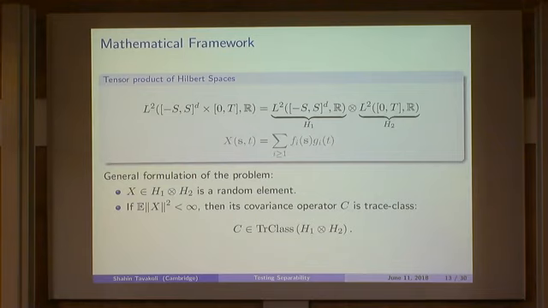Now, if H1 is a Hilbert space and H2 is a Hilbert space, this space composed of all these sums of products, I call it H1 tensor H2.